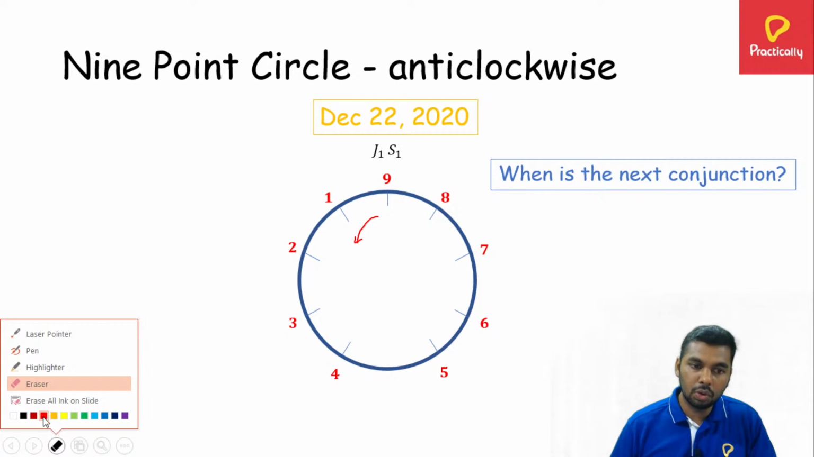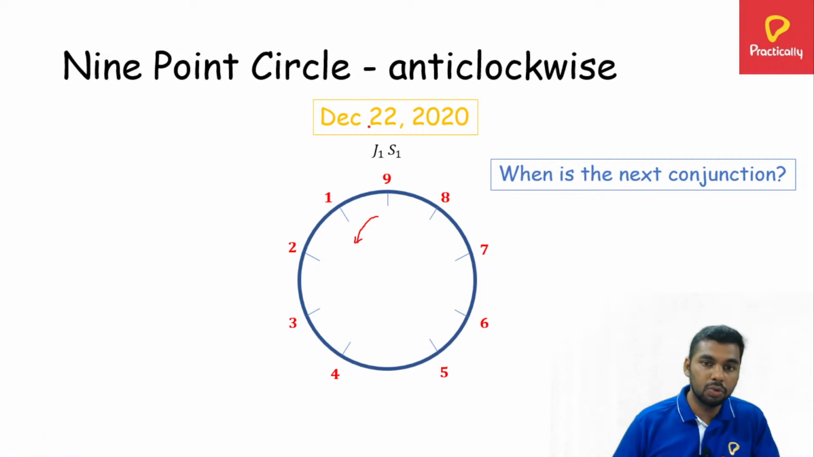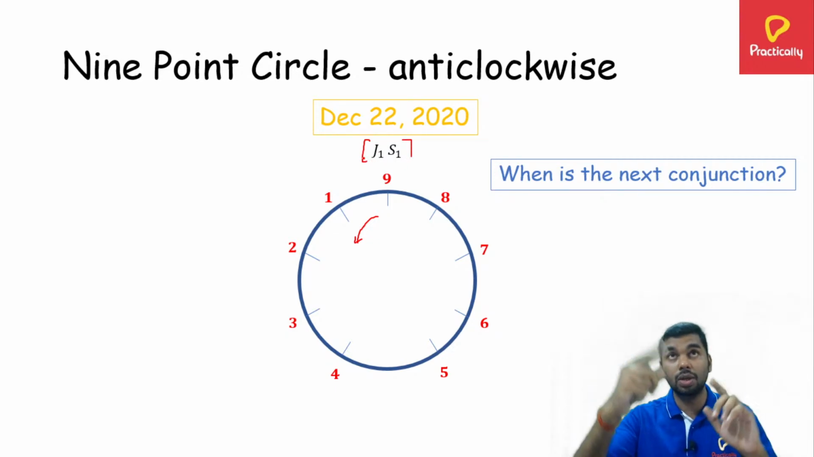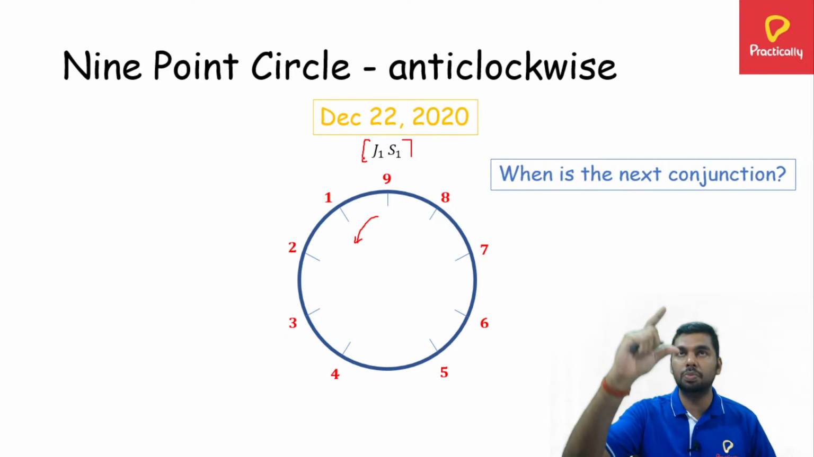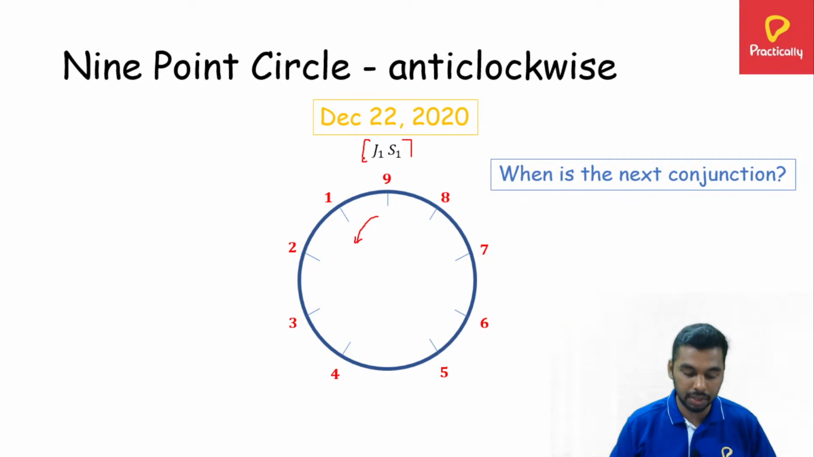Now if you look on Wikipedia or something, you will see that the conjunction of Jupiter and Saturn happened last year, and the exact date is December 22nd. That means on December 22nd, 2020, Jupiter and Saturn were on the same straight line. So if you were looking at the sky, you could only see Jupiter. Saturn is behind Jupiter. All right.